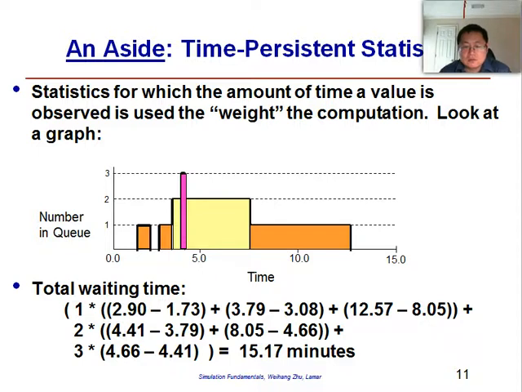So here is how we calculate the total waiting time. As a result, the total waiting time is 15.17 minutes. Again, that's the total time that all people spend in the queue.